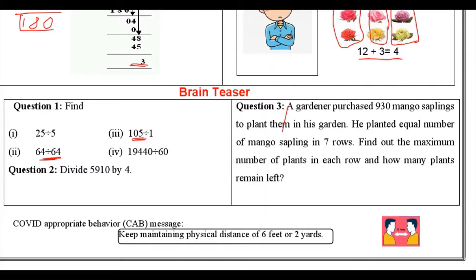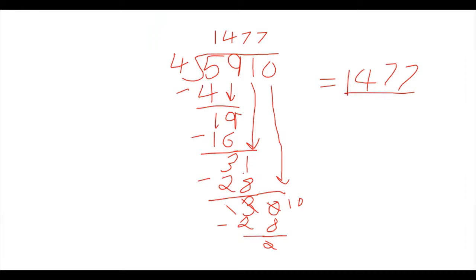So this is question number 3, that is a gardener purchased 930 mango saplings to plant them in his garden. He planted equal number of mango sapling in 7 rows. Find out the maximum number of plants in each row and how many plants remain left. So here we need to divide 930 by 7. So let's solve this. 930 divided by 7.